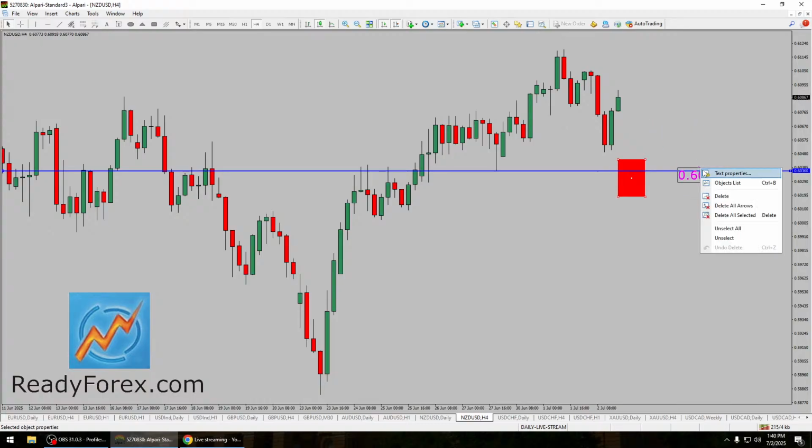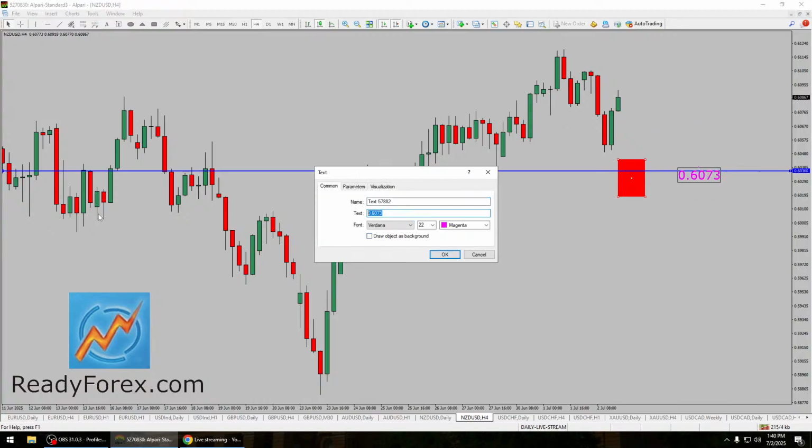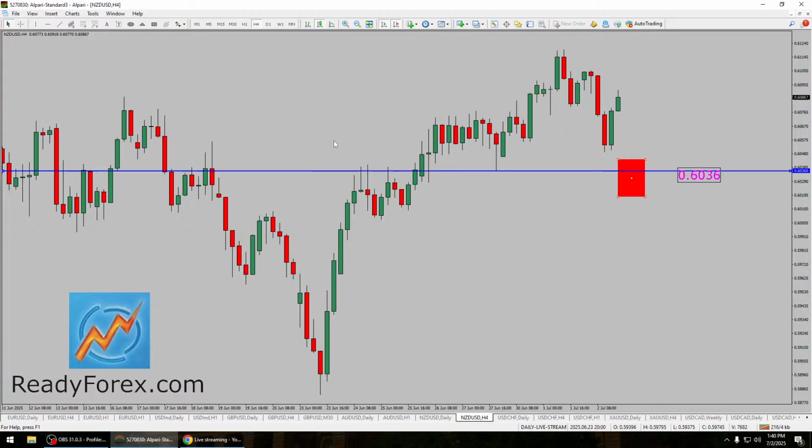So we have this support over here in the NZDUSD currency pair at the 0.6036 level. If the market breaks this level, then obviously it would be a clear indication that price wants to drop lower, not just in the 1 hour time frame but also in the 4 hour time frame.